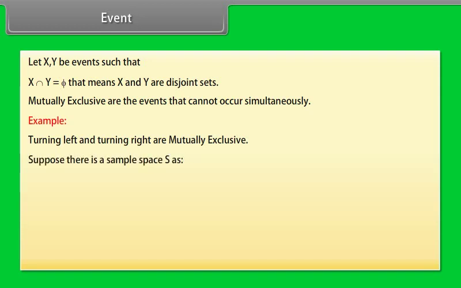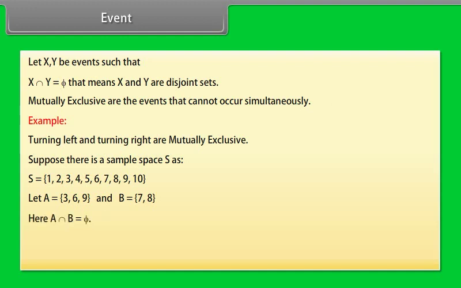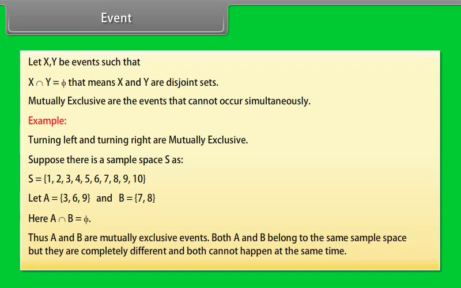Suppose there is a sample space S = {1, 2, 3, 4, 5, 6, 7, 8, 9, 10}. Let A = {3, 6, 9} and B = {7, 8}. Here, A intersection B is equal to phi. Thus, A and B are mutually exclusive events. Both A and B belong to the same sample space, but they are completely different and both cannot happen at the same time.